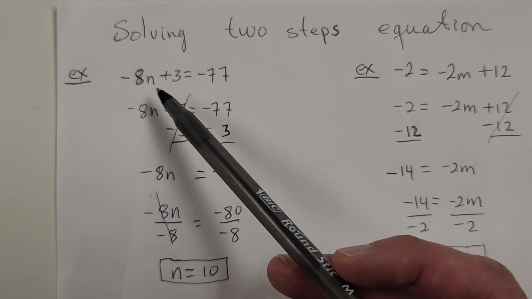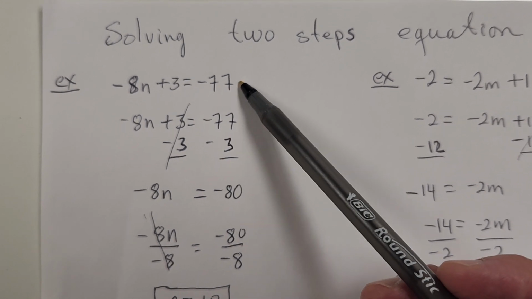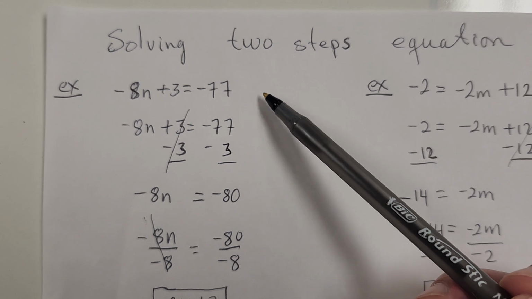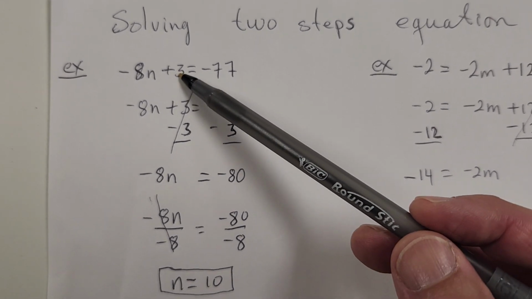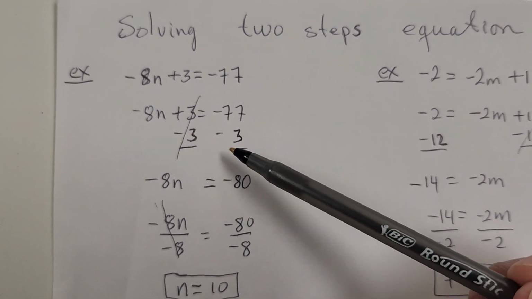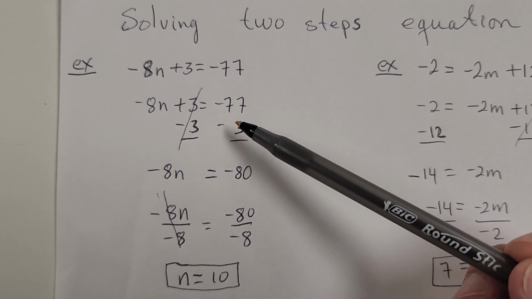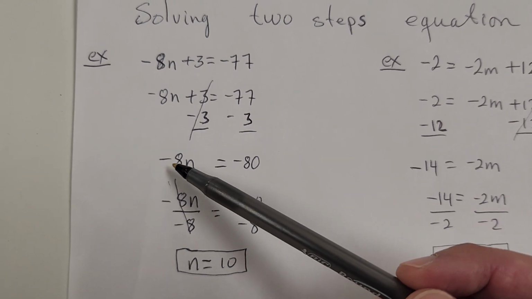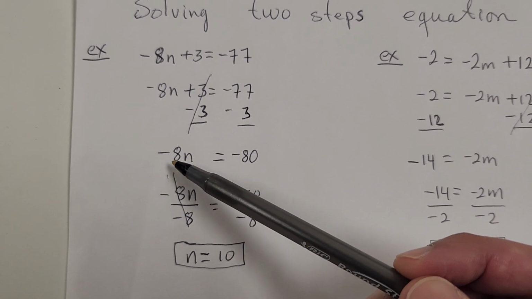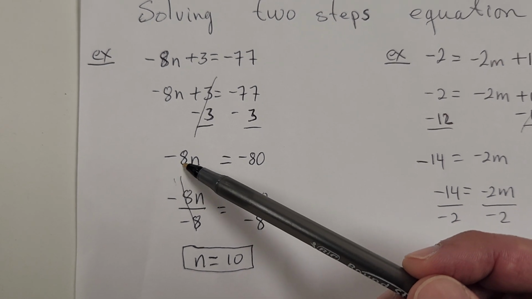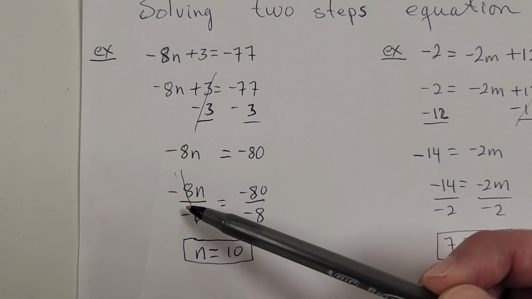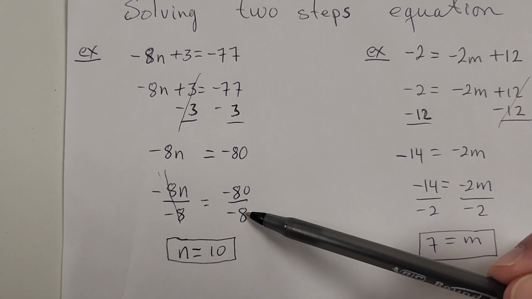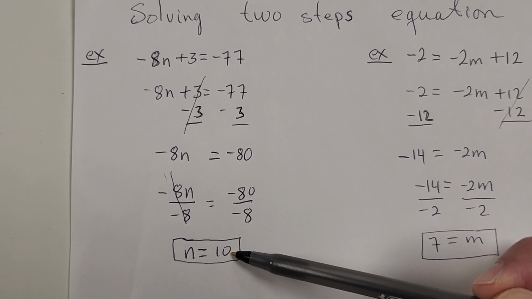Okay, so here I have -8n + 3 = -77. The letter n is on the left side, so move everything to the right side. This is plus 3, so subtract 3 from both sides. And then -77 - 3 gives me -80. Again, when you have a letter and a number together, they are considered multiplied. So divide by -8 on both sides. This goes away. -80 divided by -8 gives me +10.